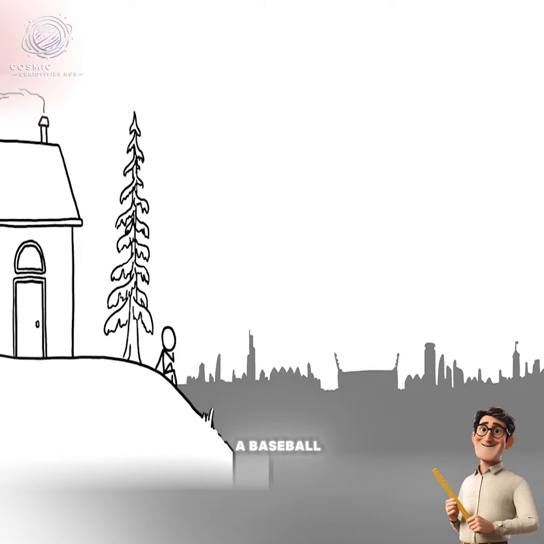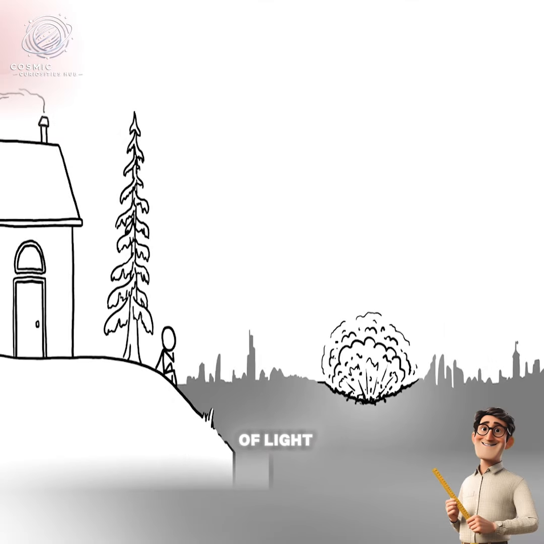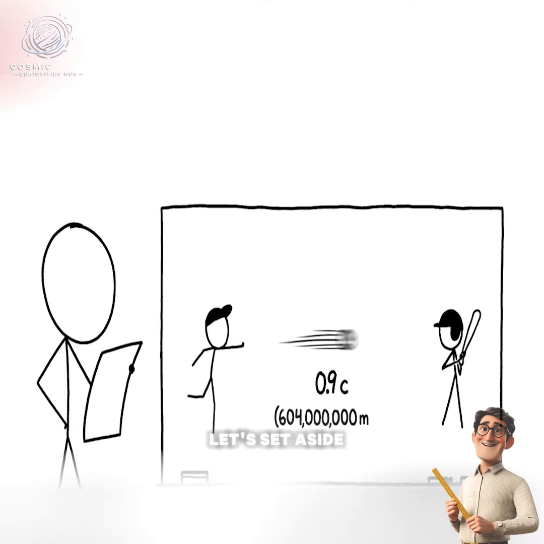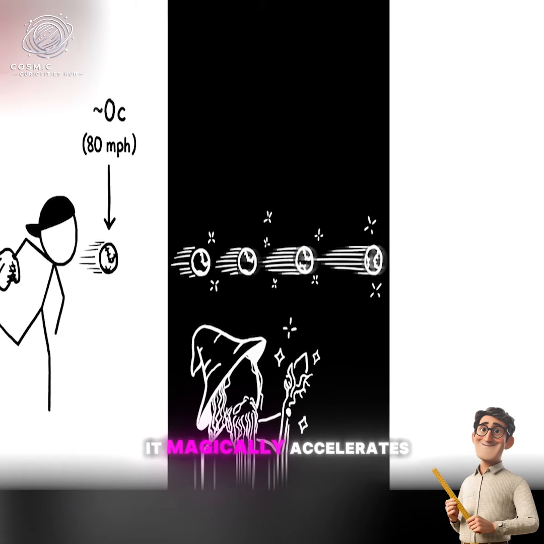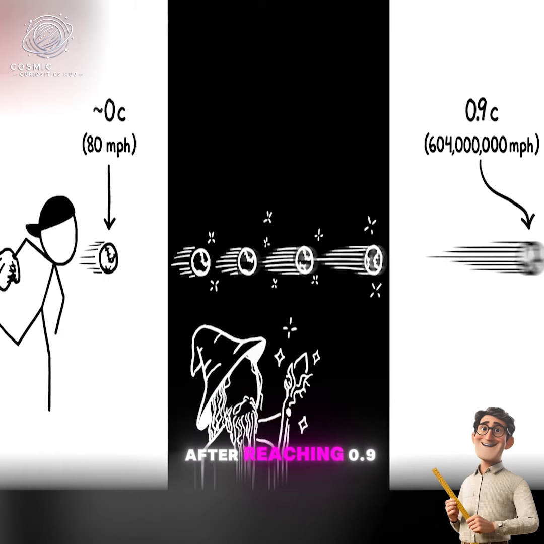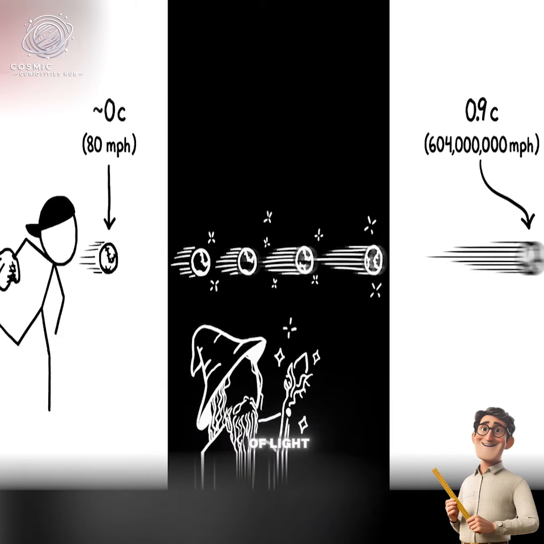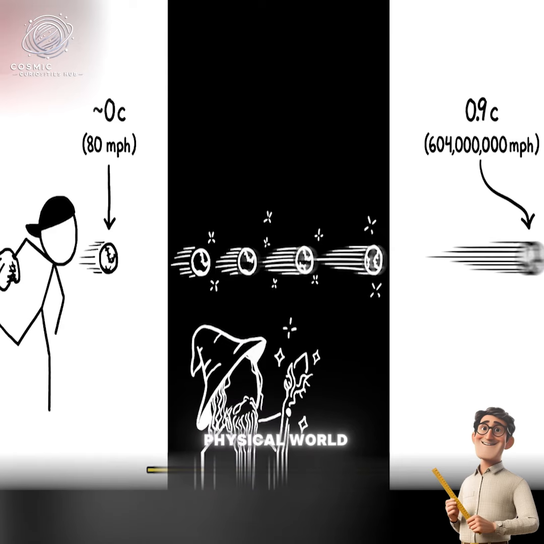What would happen if we hit a baseball moving at 90% of the speed of light? What would happen? Let's set aside for now how the baseball reached this speed. Let's assume this baseball initially moves at a normal speed. Then at some moment, it magically accelerates suddenly to near light speed. After reaching 0.9 times the speed of light, it then returns to the normal physical world.